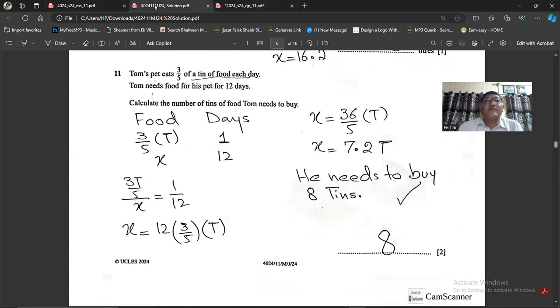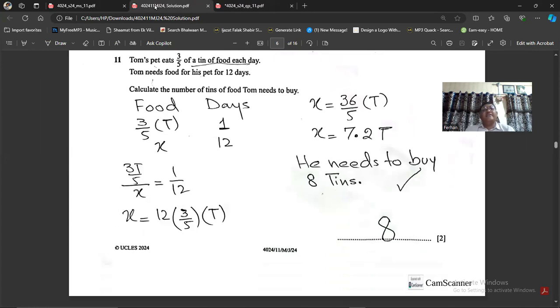So I'm going to use the proportion method. So here we have food and days. 3 by 5 of a tin for 1 day. How many tins are needed for 12 days? So 3 by 5 tin divided by x is equal to 1 by 12. Cross multiply. So x will be equal to 12 into 3 by 5 tin. So x will be equal to 36 by 5 tins. That is 7.2 tins. So 7.2 tins you need.